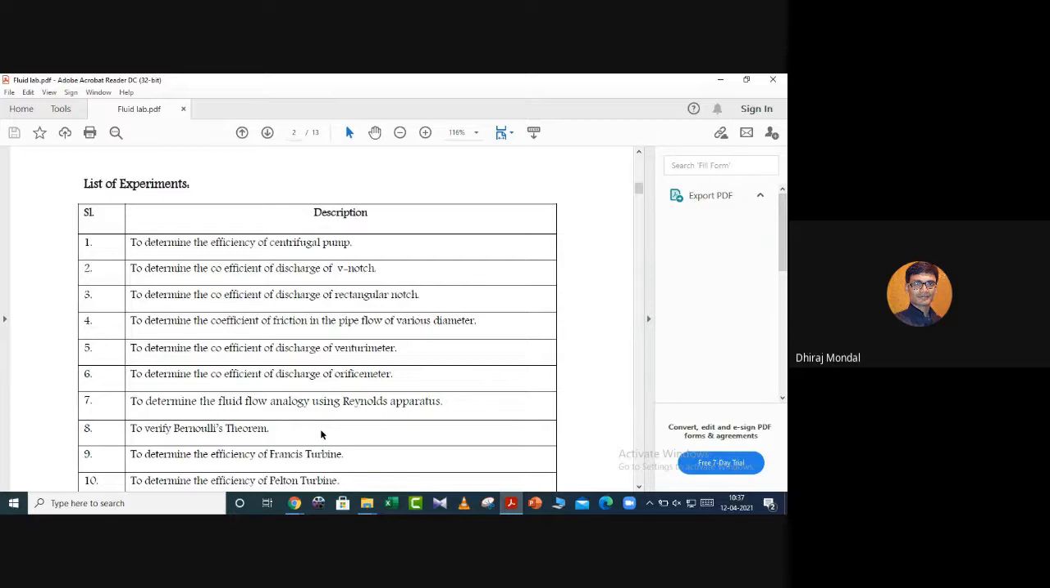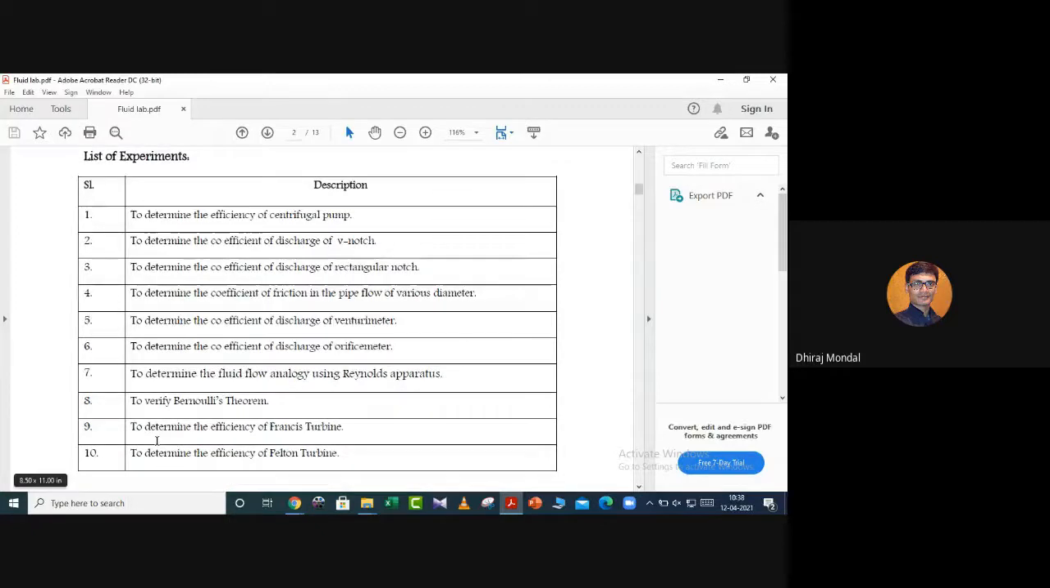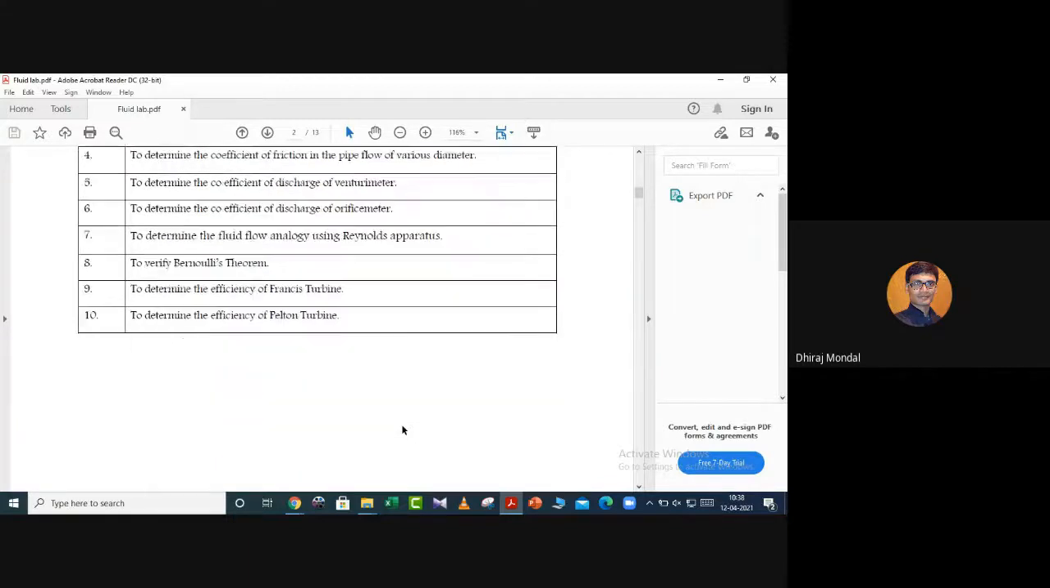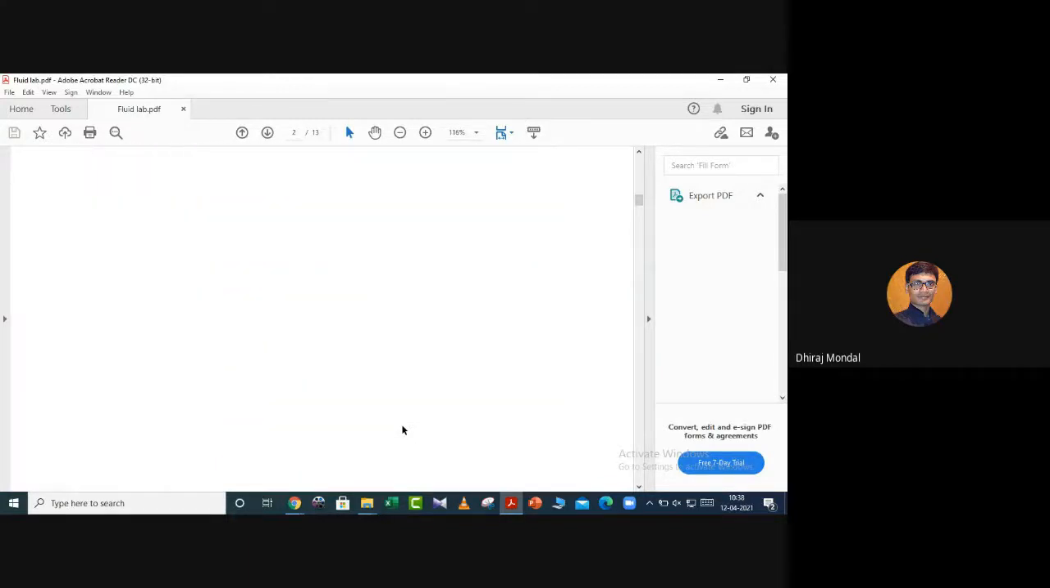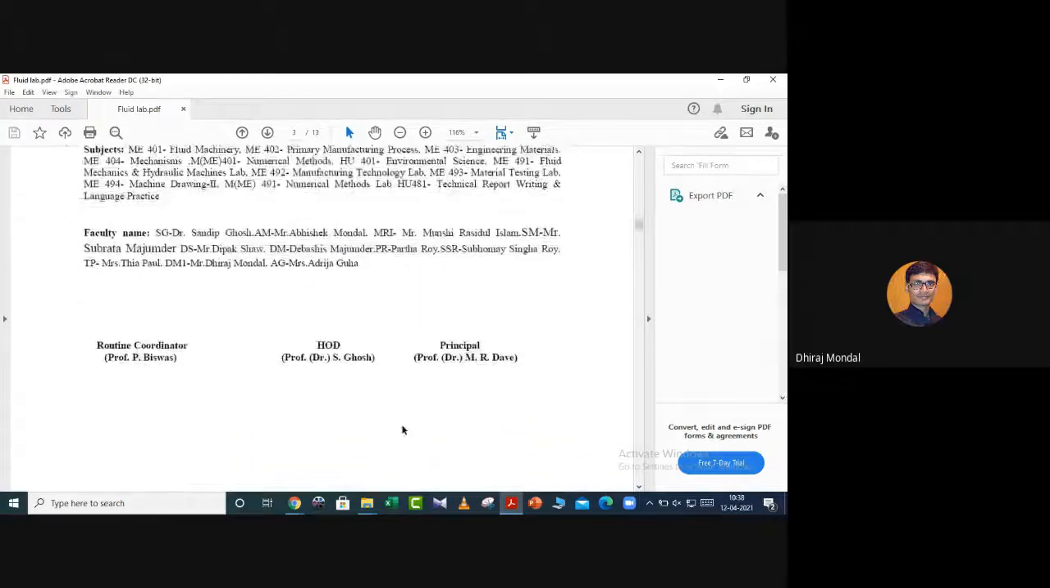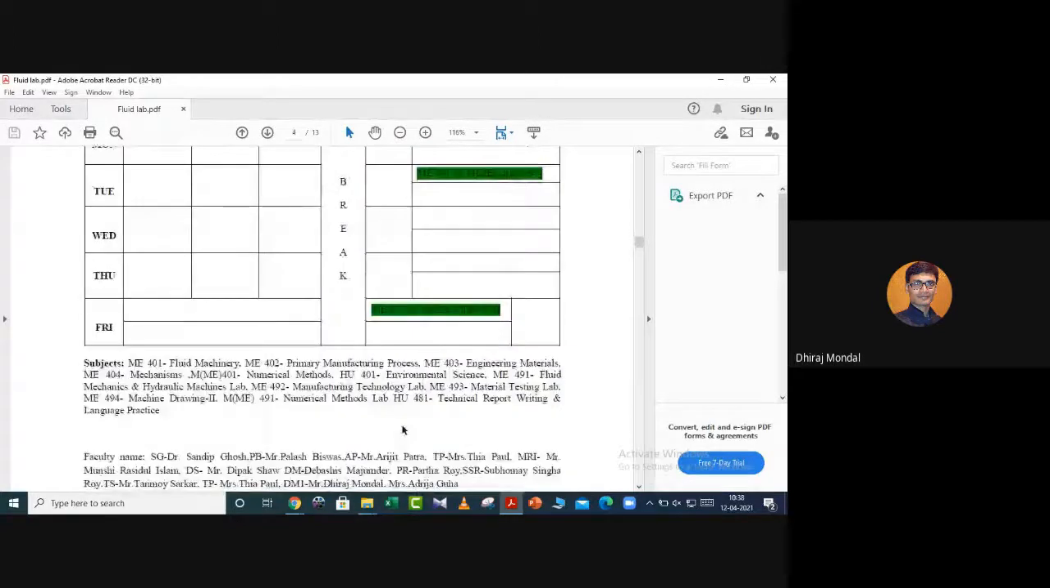to determine the fluid flow regime using Reynolds apparatus. Whether the fluid is laminar, turbulent, or in the transition state, the type of flow will be calculated. The next experiment is to verify Bernoulli's theorem. We will verify whether Bernoulli's theorem is right or wrong. To determine the efficiency of the Francis turbine, and to determine the efficiency of the Pelton turbine. So these are the 10 experiments, and all of them will be performed in your lab.